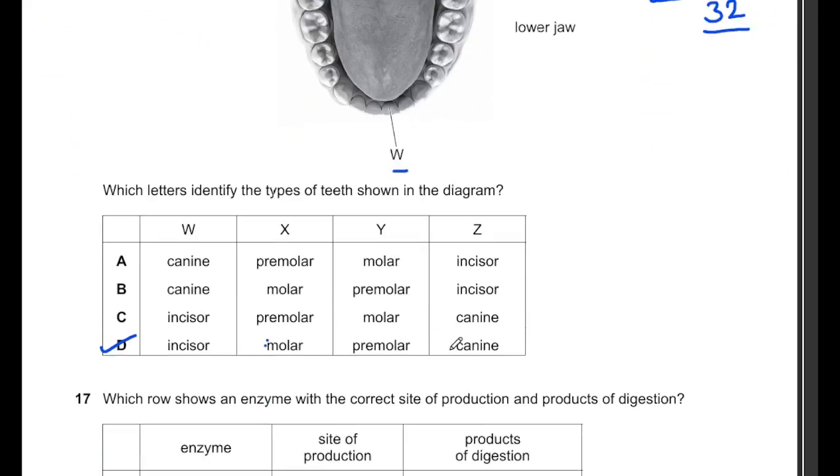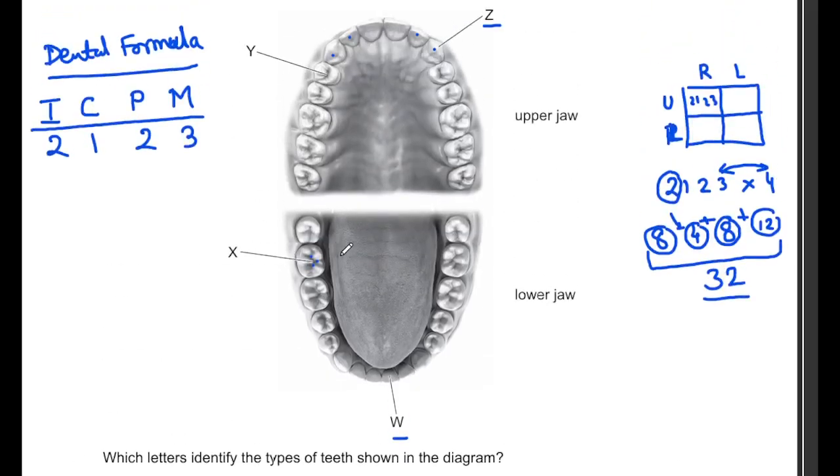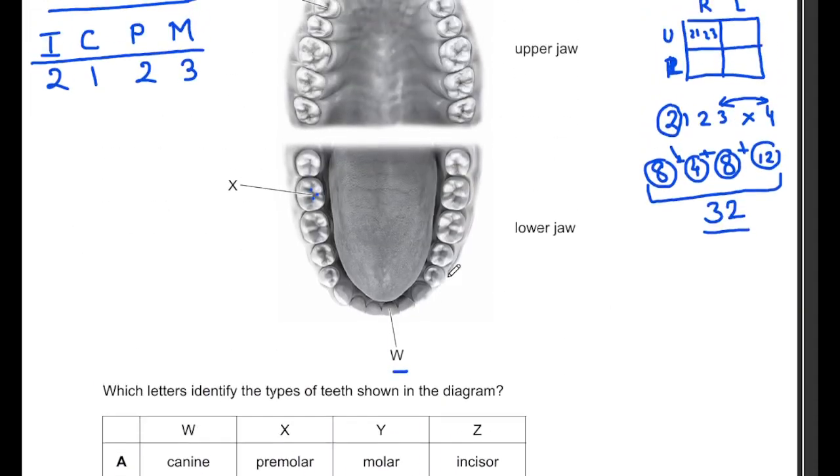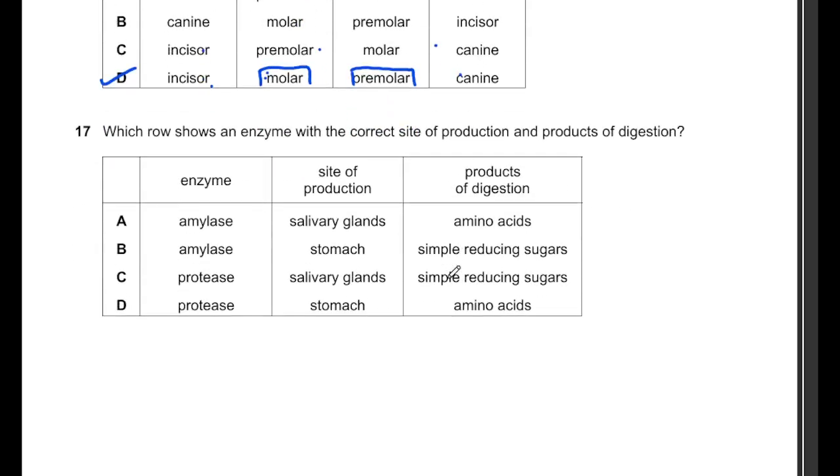So I think we have two options, incisor and incisor, confusing. Now the complex ones were premolar and molar. Now check out the molar and premolar here. This will give you the answer. Easily you can see the grooves in this, or the crown as we call it. D is the correct one here. Next one, we are done with the 16th, moving to the 17th one. Which row shows an enzyme with the correct site of production and product of digestion? Okay, correct enzyme, site of production and product. Fine.